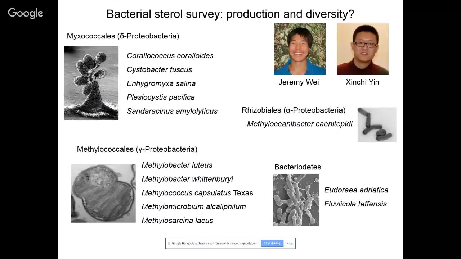And so we took on this project. We were able to get all of the organisms listed on this slide. This is Jeremy Wei, my lab manager, and Xinxi Yin, master's graduate student. He graduated last year. And what they did was they cultured a whole bunch of these organisms and tested them for sterol lipids. And we had two goals with this.